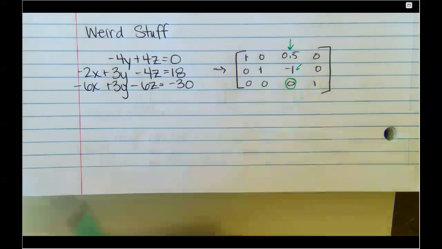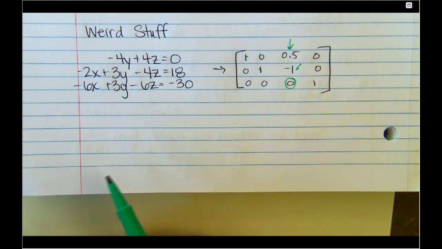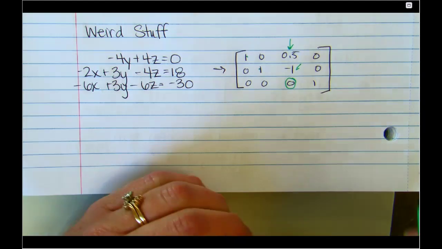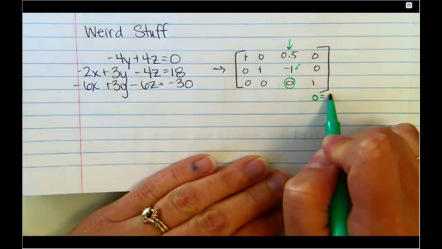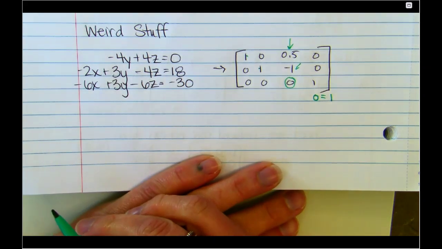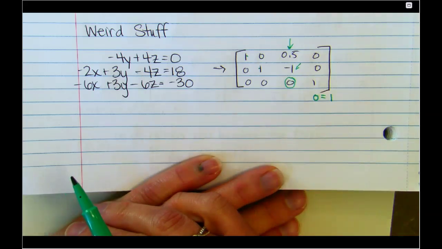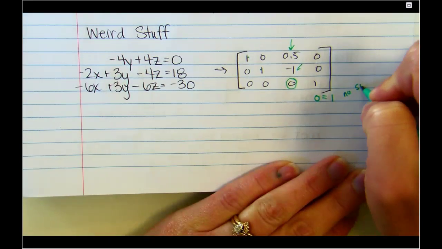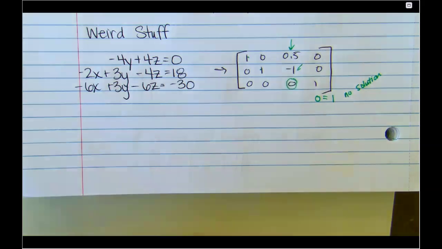Look at the bottom though. If we put the bottom back into an equation, what does it say? That 0 equals 1. This is no solution because 0 does not equal 1. But notice that falls out with some extra weird stuff. I want you to know that just because it looks weird doesn't mean it's no solution.